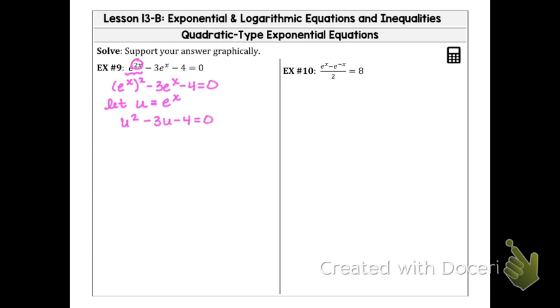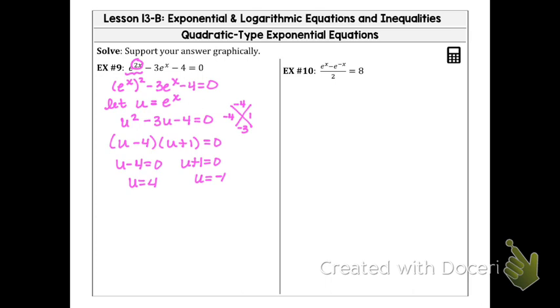And so this, we can just X box. We needed to multiply to negative 4, combine to negative 3, so we know it's negative 4 and 1. So we get u minus 4 and u plus 1 equals 0. And we can go ahead and just solve for u. So set them each equal to 0 and solve. So I'm going to add the 4 and I'm going to subtract the 1.